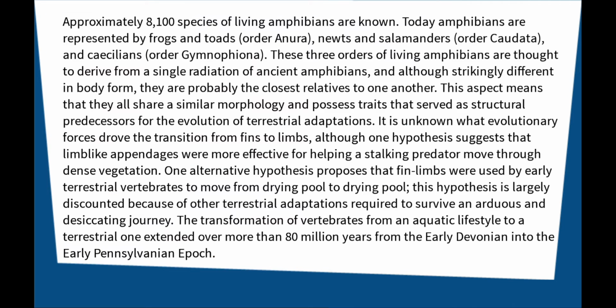I am Hailon Lang Kumakari, and in this video, I'll be discussing the characteristics, taxonomy, and evolution of class Amphibia, or Amphibians. Approximately 8,100 species of living amphibians are known. Today, amphibians are represented by Order Anura, which includes the frogs and toads; Order Caudata, which includes newts and salamanders; and Order Gymnophiona, which includes the caecilians.